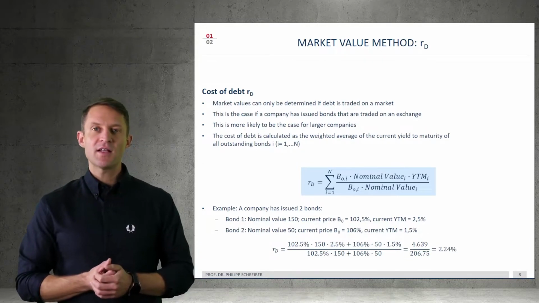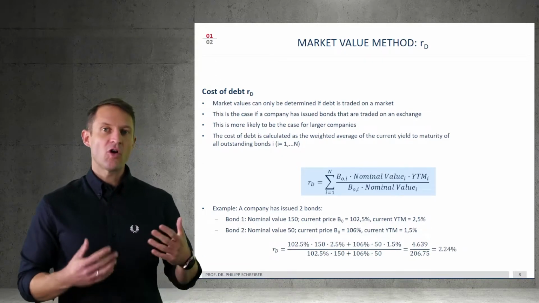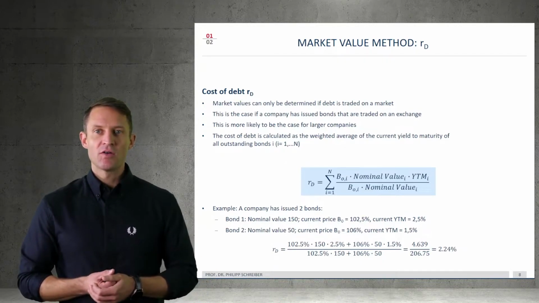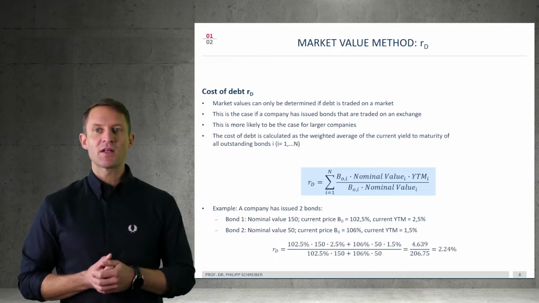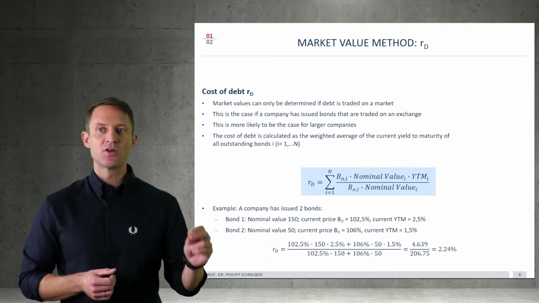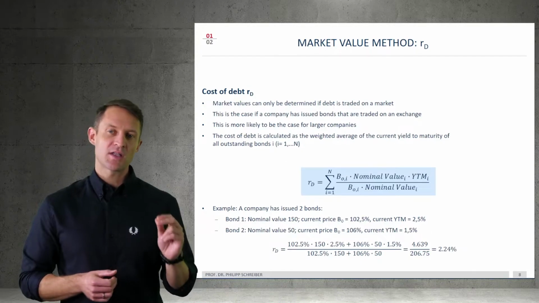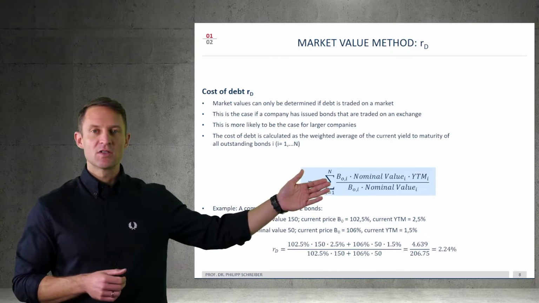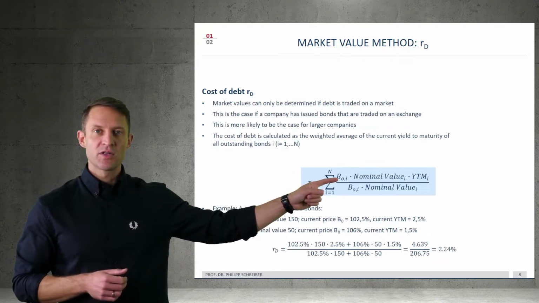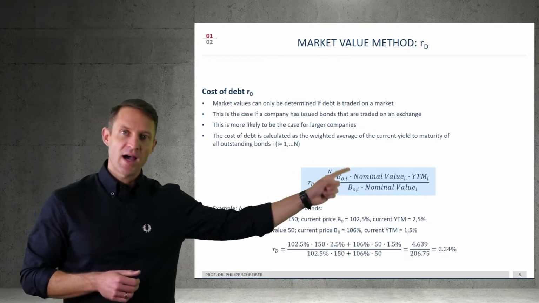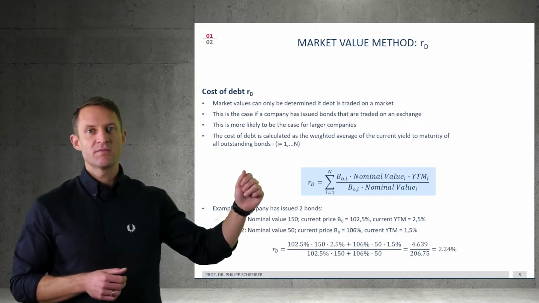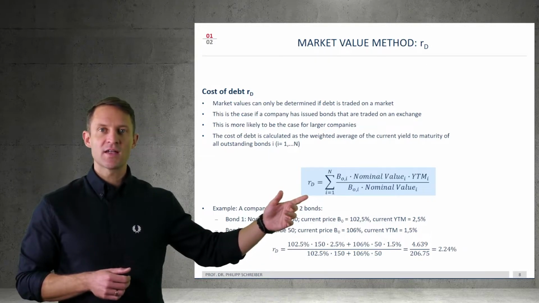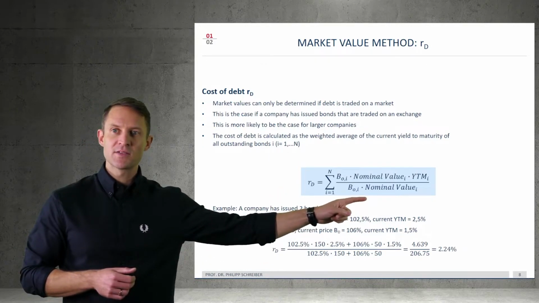And we have to take the average yield to maturity of all outstanding bonds, the weighted average weighted by nominal value. So the definition is the cost of debt is calculated as the weighted average of the current yield to maturity of all outstanding bonds. The formula here is given again in the blue box. So what you do is you take today's price times nominal value times yield to maturity, and you divide it by total value of all outstanding debt, price today times nominal value.